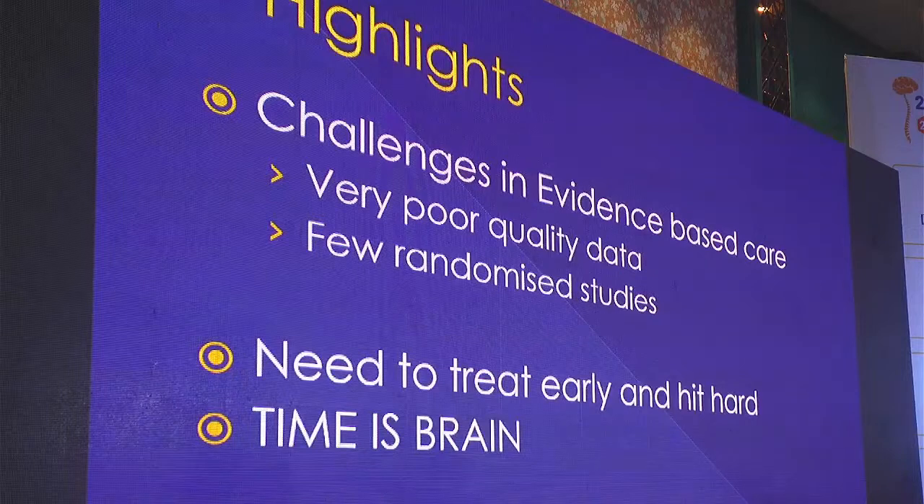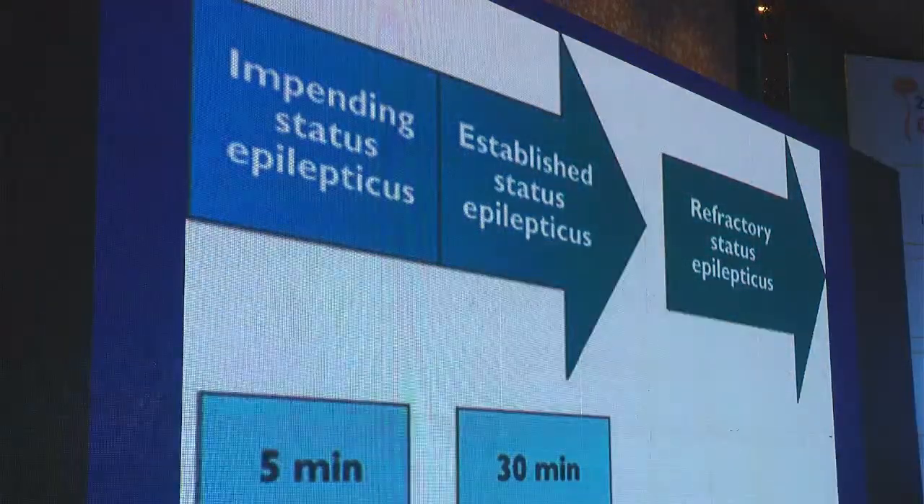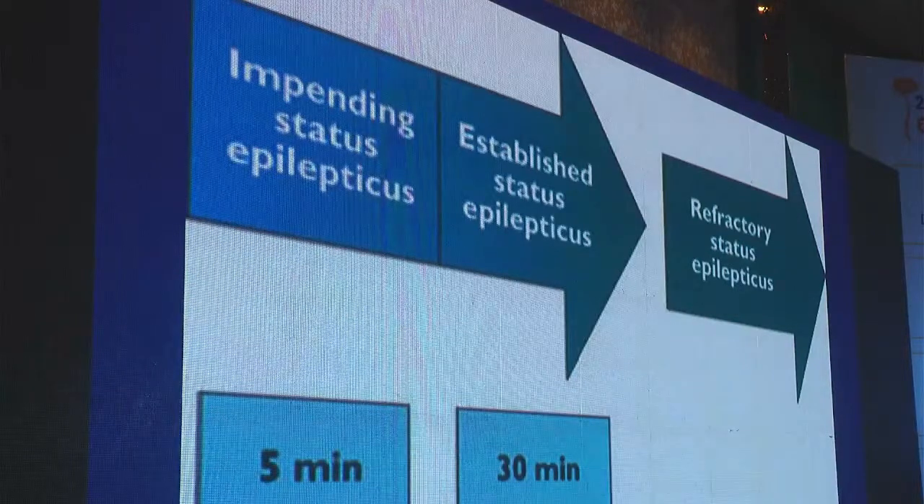If we remember this, I think we do a much better management of status, and we need to have a staged approach. What I mean is we need to start low and then keep escalating doses. So as I said, this is again reiterating the same thing about impending status is just 2 seizures and things not coming under control. Within 5 minutes, we need to start thinking about what we do outside the hospital.